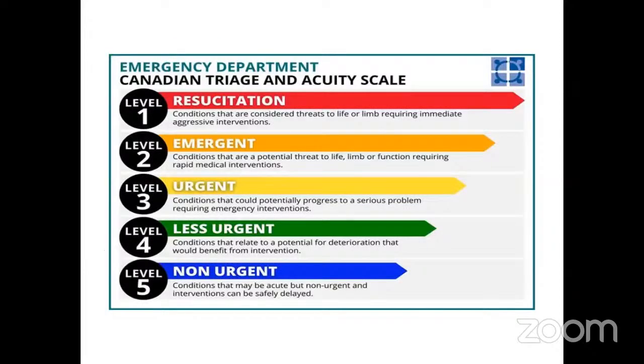Coming to the emergency department triage and acuity scale, it has 5 levels: the resuscitation phase, the emergent phase, the urgent, the less urgent, and the non-urgent. We categorize the patients into one of these levels depending upon their condition and the severity of injury.